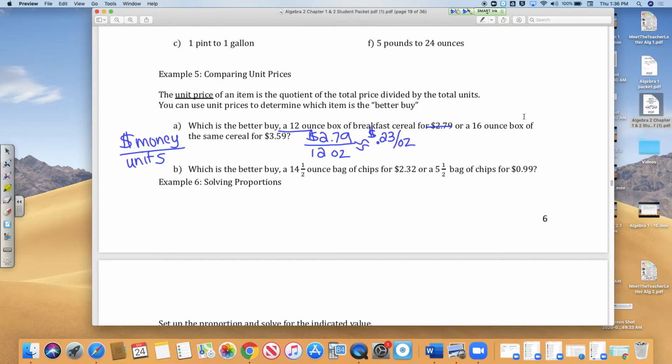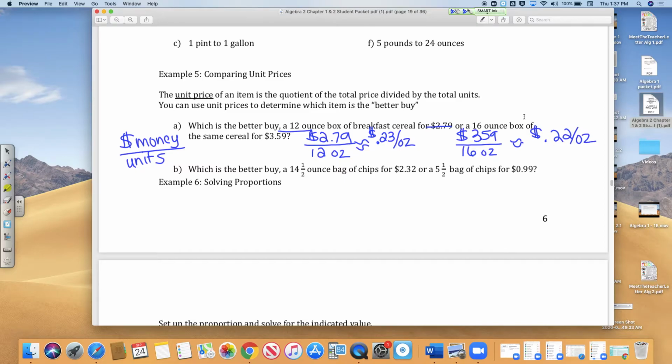For the other box, it's $3.59 for 16 ounces. Notice that I'm including my units here so that it makes more sense to me. I didn't include the units in the other one, but these units are different. So because they're different, I'm going to include them. So should have a little decimal point here. When I do this, this turns out to being about, and I have to round, 22 cents per ounce.